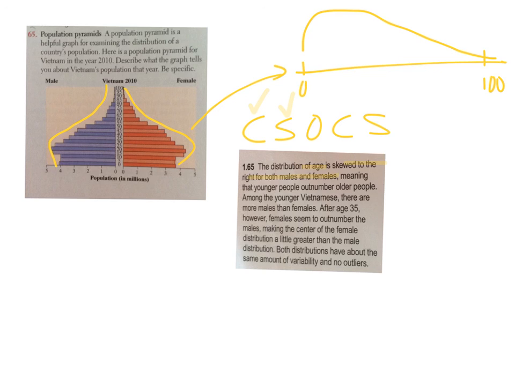And now they say, because it did say describe what it tells you and be specific, they added in meaning that younger people outnumber the older people. So you have to say what it means. Among the younger Vietnamese, there are more males than females. After age 35, however, females seem to outnumber the males, making the center of the female distribution a little greater than the male distribution. So now they've talked about the center. Both distributions have about the same amount of variability and no outliers. Remember, variability is another word for spread. So now they've talked about all of them. So not only have they talked about CSOCS, they also have given context and been specific about what that means for this situation.